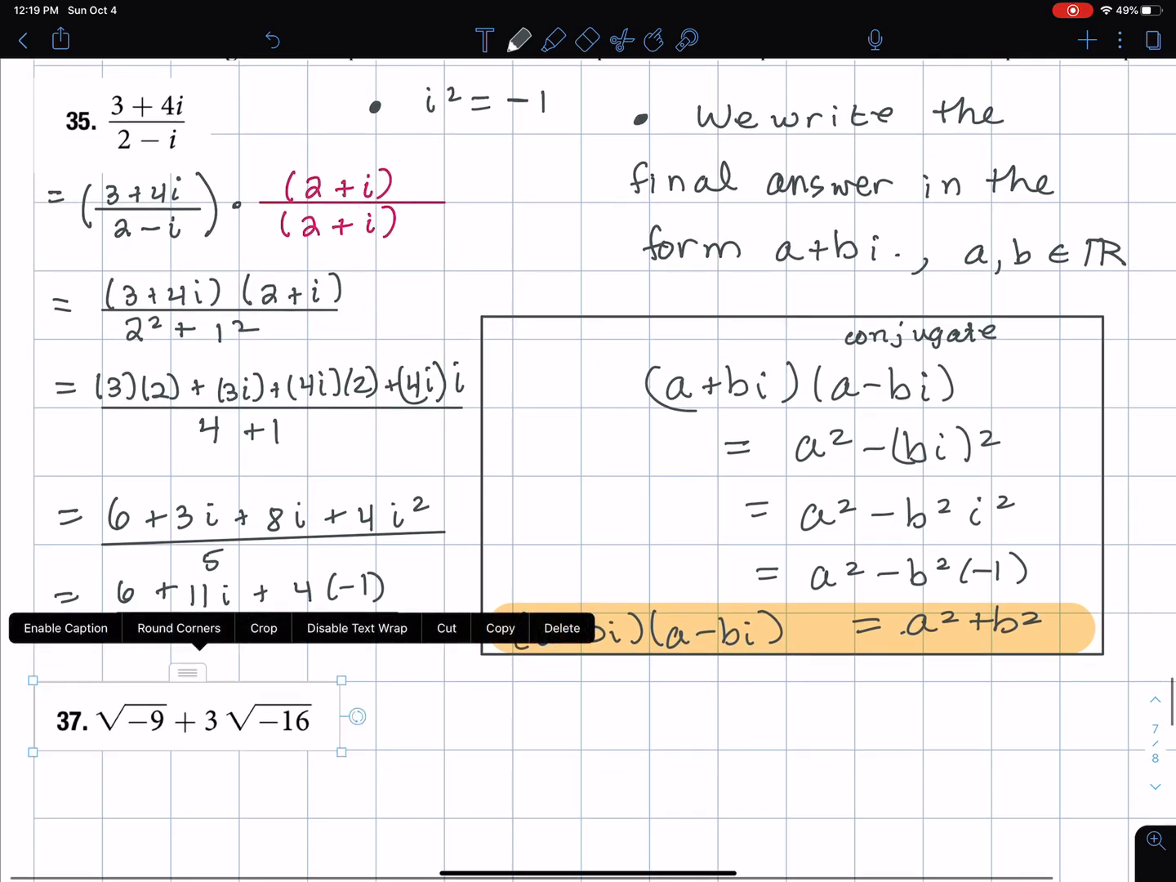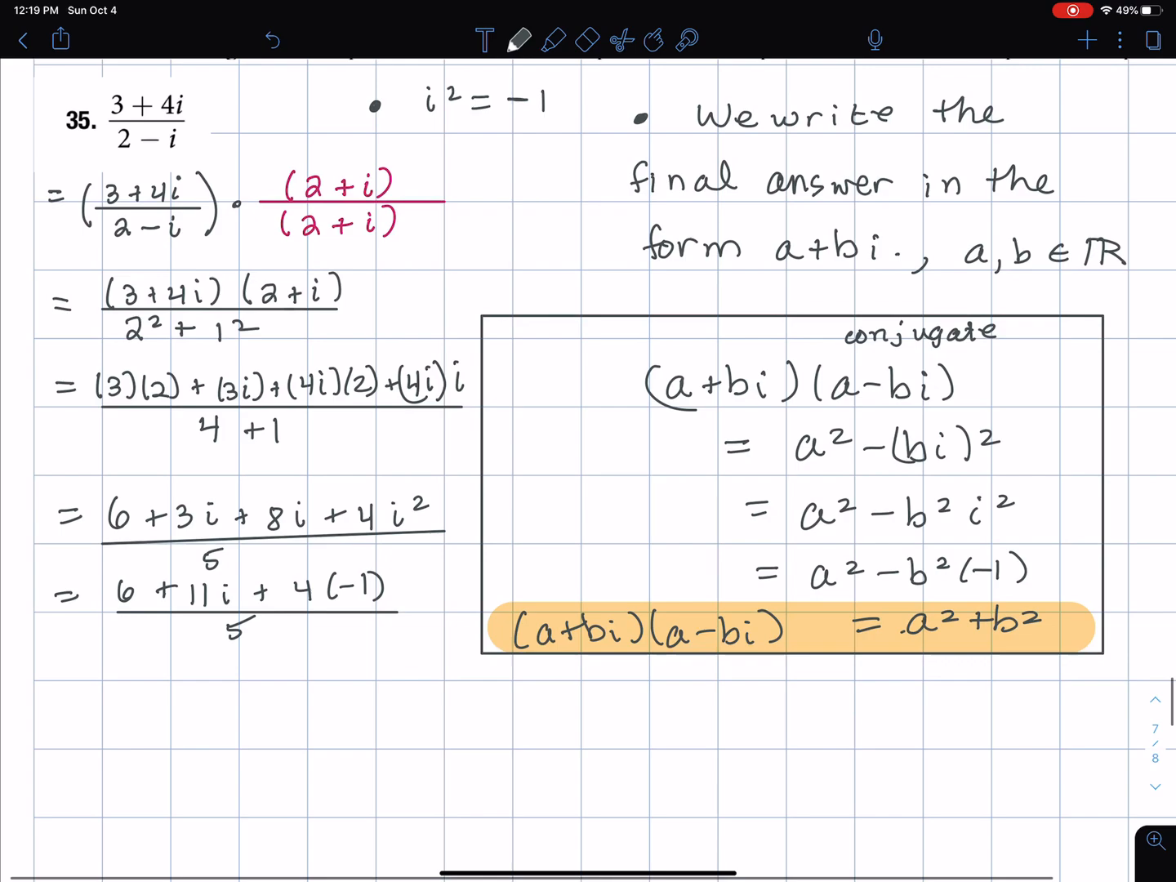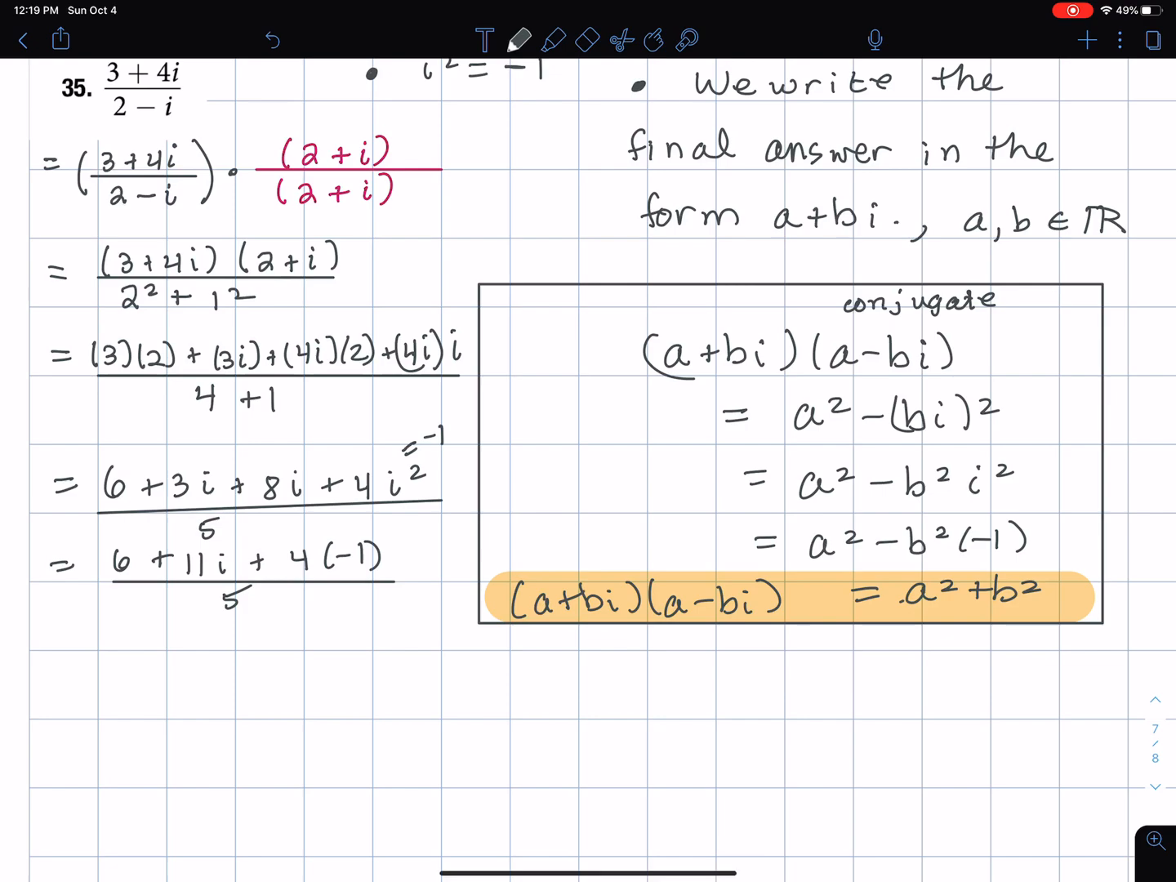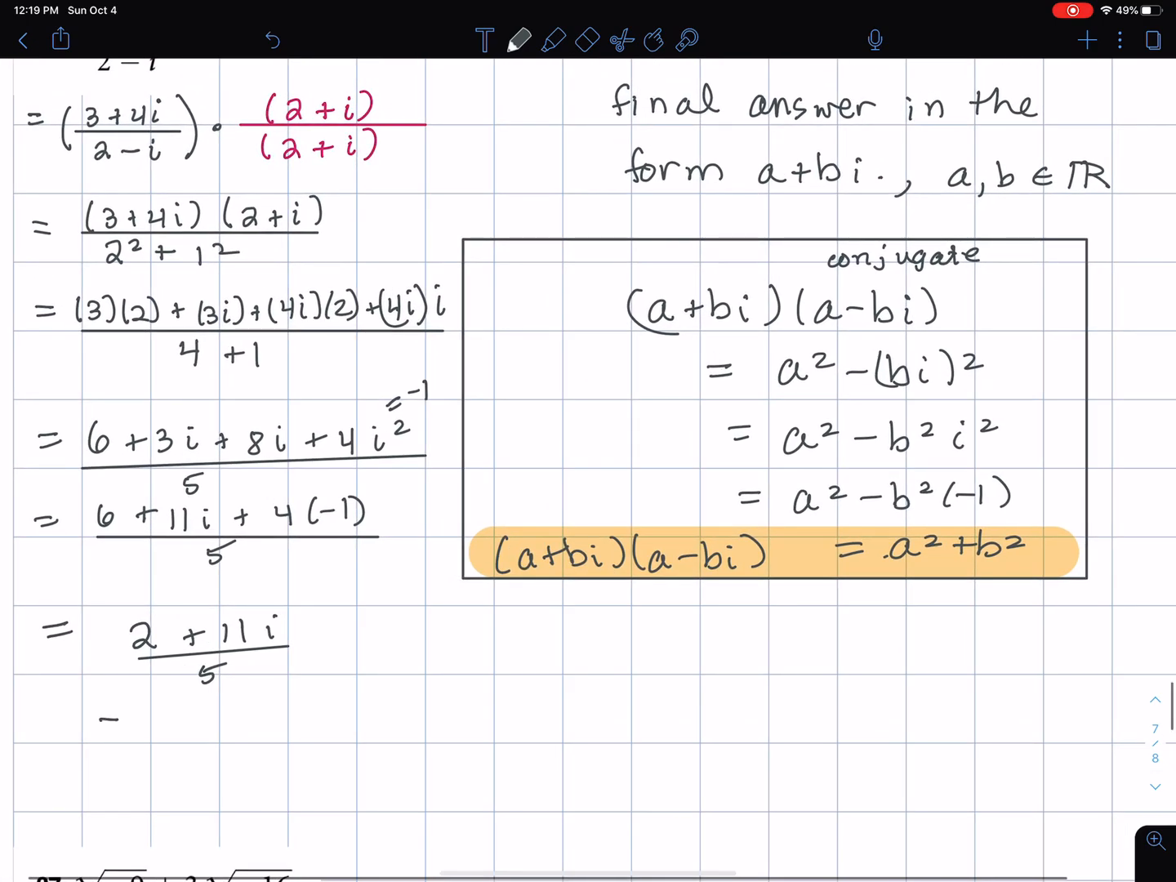Okay, I need to move this. This is for the next problem. I'm going to move that down there. All right, so i squared is equal to negative 1. This guy right here is negative 1. So I'm going to get 6 minus 4, which is 2, plus 11i, all over 5. And then to really write that in the standard form, I need to write this as 2/5 plus 11/5 i. And that is our answer.